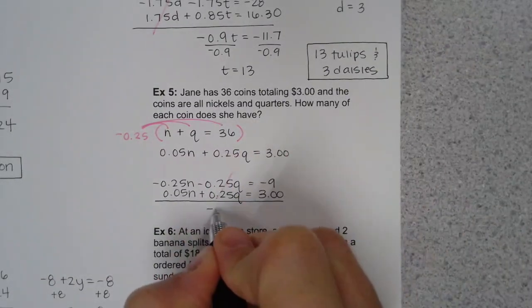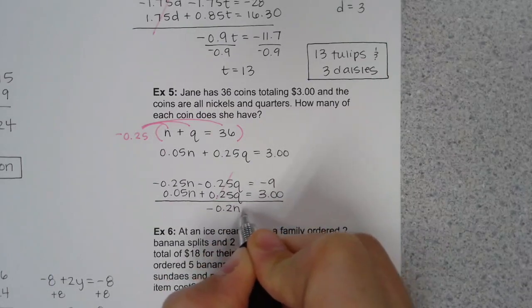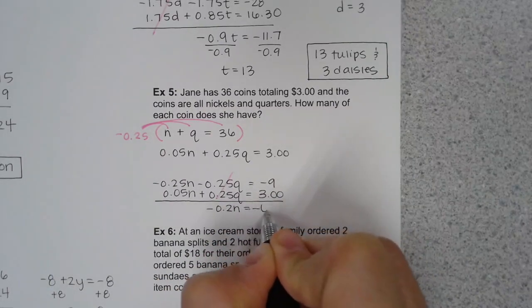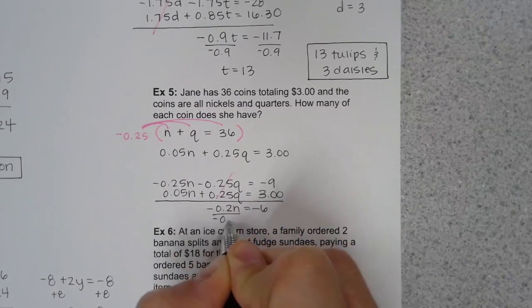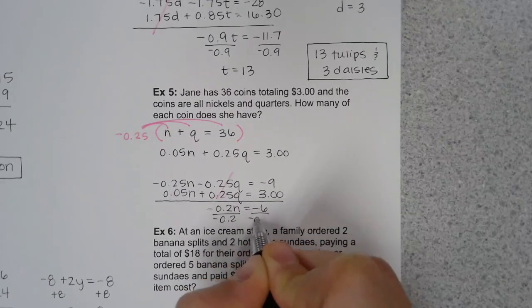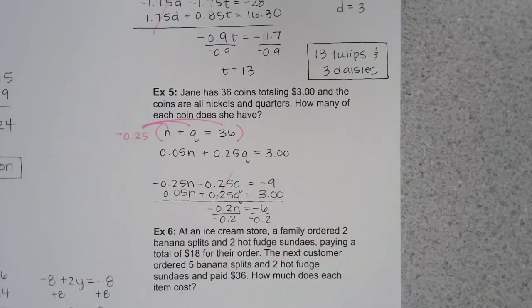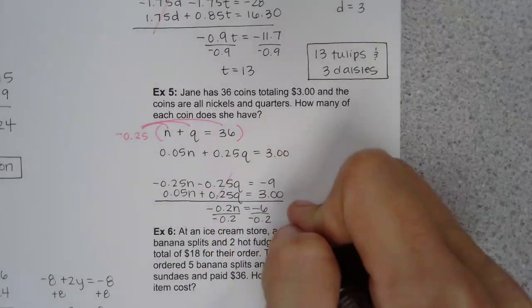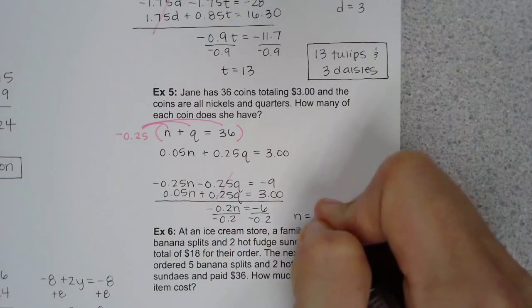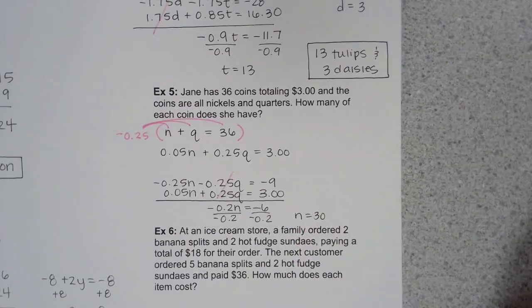So this is going to give me negative 0.2n is equal to negative 6. And then to finish, I'll divide both sides by negative 0.2, and that'll give me the answer to the question. I ran out of space a little bit here, so I'm just going to write the answer next to it. So n equals 30. So 30 nickels is how many she has in this example.